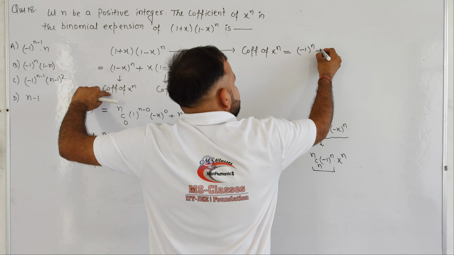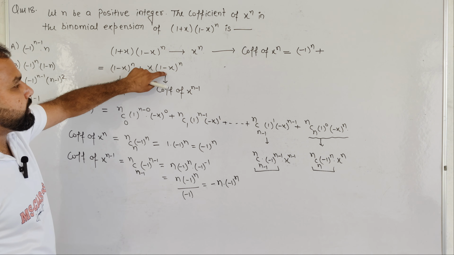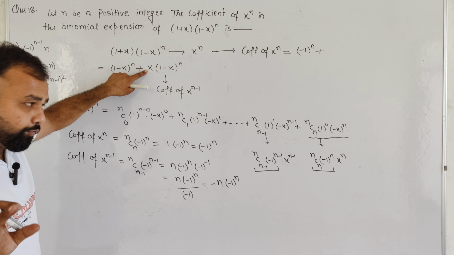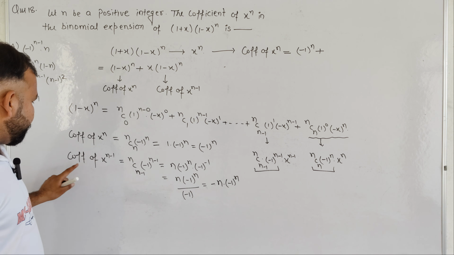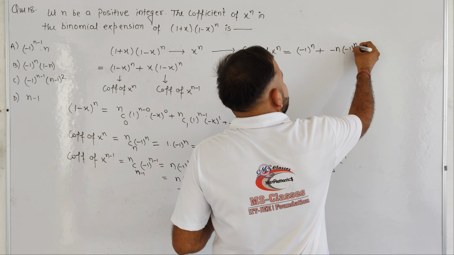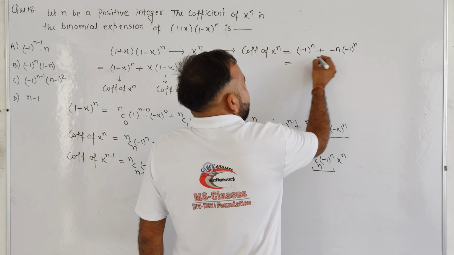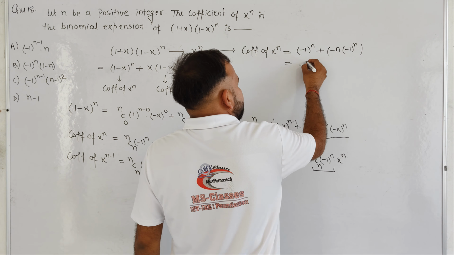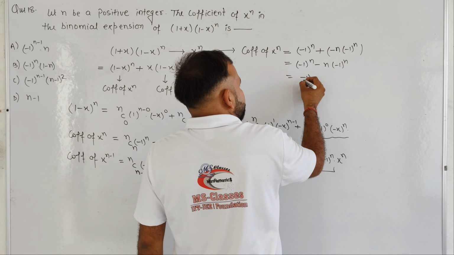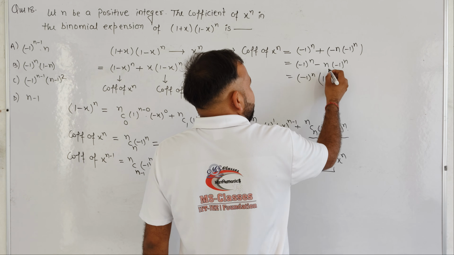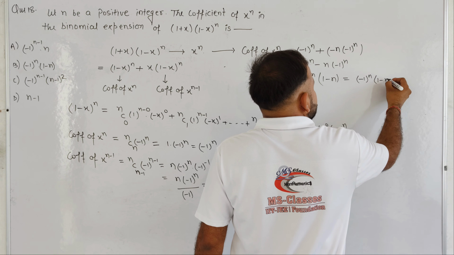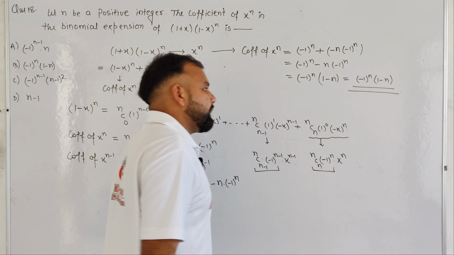Okay. Plus, what is the coefficient of this x^(n-1) multiplied by x? It is basically the coefficient of x^n. And for the coefficient of x^(n-1), it will become minus n into (-1)^n. Okay. So minus multiplied by this plus, it will become negative. And if we take out common (-1)^n from both, it will become 1, it will become minus n. So what is the value? (-1)^n into (1 - n). It is the final answer for this question.